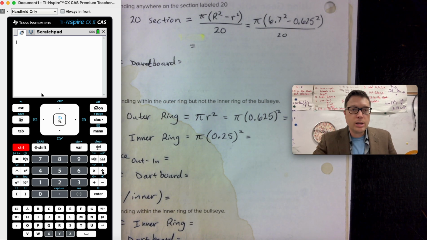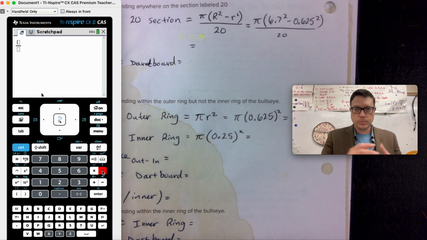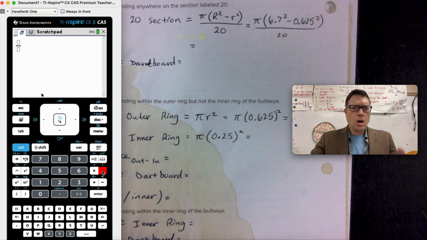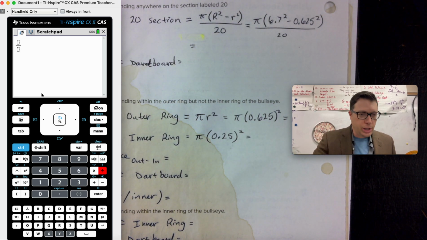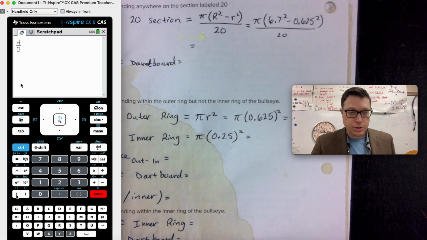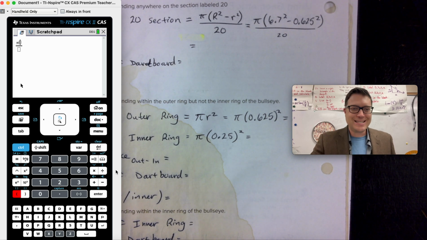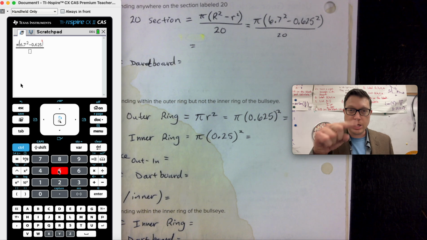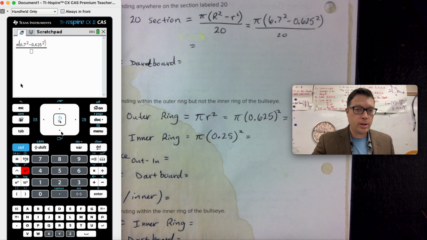Now, Control Divide will set up the fraction. Then we do r squared, but first I need to do pi. Sorry, I'm backing up. I'm looking at my formula and my calculator, and I typed the pi button. At any point, by the way, you can go back and rewatch, okay? Parentheses, 6.7 squared, subtracted by 0.625 inner circle inches squared, and then down to the denominator to type a 20.